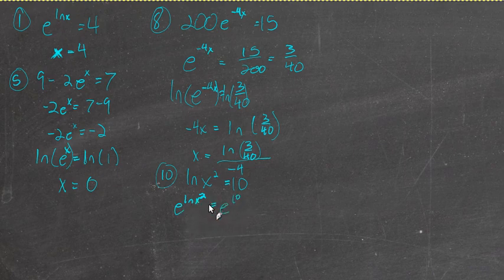So e to the natural log of x squared equals e to the 10. And so e to the natural log of something is that something, right? We just stated that up here. So x squared equals e to the 10. And so x equals plus or minus the square root of e to the 10, which I guess would be plus or minus e to the 5. All right.